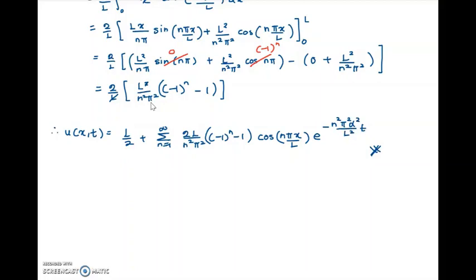All right, so 4 to 5 steps altogether. So hopefully you can understand.